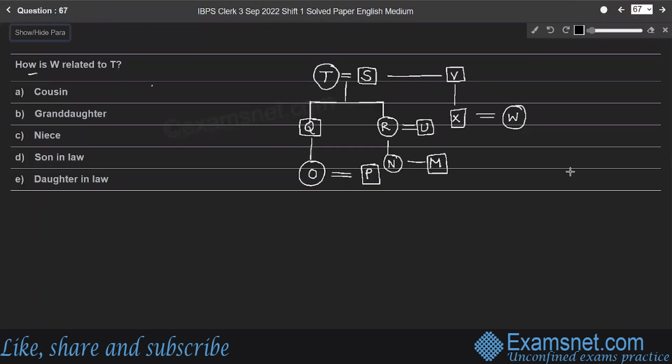Question 67. How is W related to T? Here, W is the daughter-in-law of V. V is the sibling of S, the brother of S, and T is the wife of S. Therefore, X becomes the son of T. So W becomes the daughter-in-law of T. That means the husband's brother's daughter-in-law is nothing but the daughter-in-law of T. Therefore, option E is the right answer.